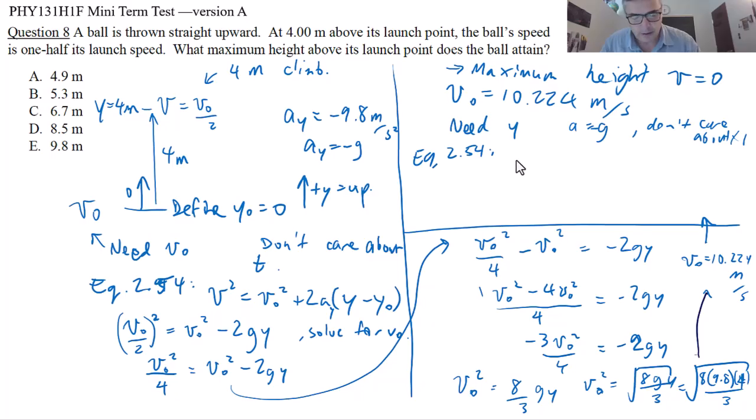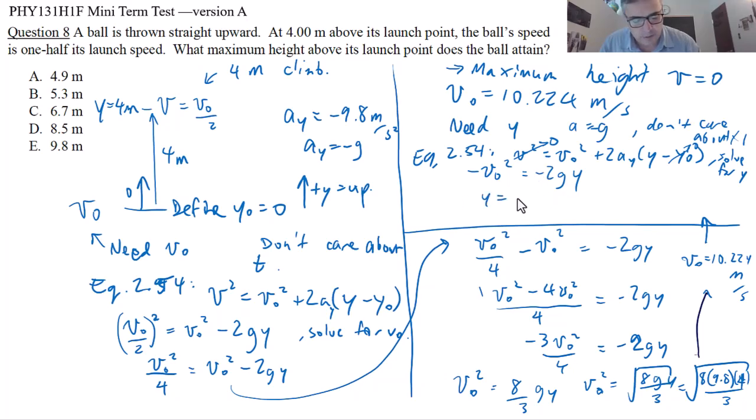We get that v squared equals v0 squared plus 2a times y minus y0. And we're going to solve for y. Hopefully we have enough room to do that. Remember, v is 0, so we've just got negative v0 squared is equal to negative 2g times y. This one is 0 as well. And then the negatives cancel both sides, and I get y is equal to v0 squared over 2g.